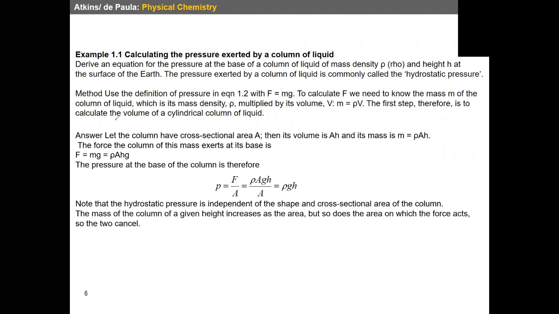Okay, so how can you solve this? Let the column have a cross-section area A. Then what is the volume of this column? This kind of thing is called a column, which is a cylinder. If this column has a cross-section area A, then its volume is AH, because the height is H.